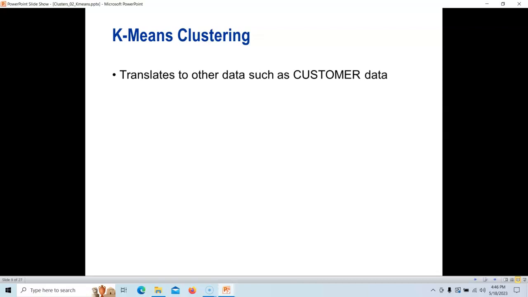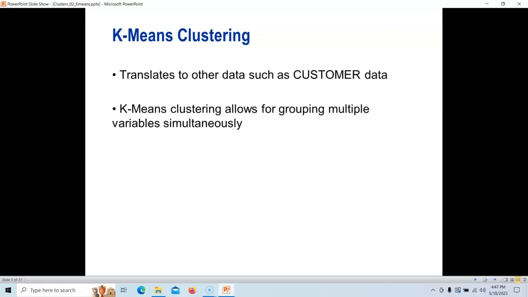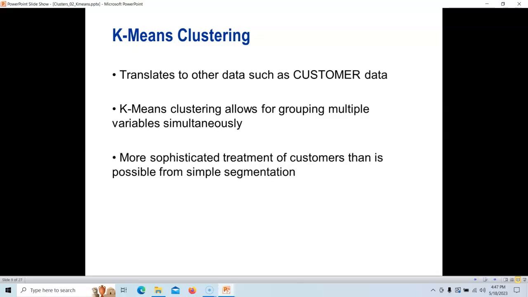Okay, so let's look at this with customer data. So usually what we'll do is we'll do k-means clustering, and we're going to look at multiple variables simultaneously. And this will allow us to do more sophisticated treatment of our customers as opposed to segmentation, where before we were looking at married and single and male and female. That gives us some stuff to do, but now we can do more with clustering.